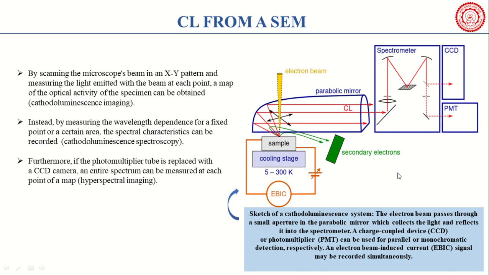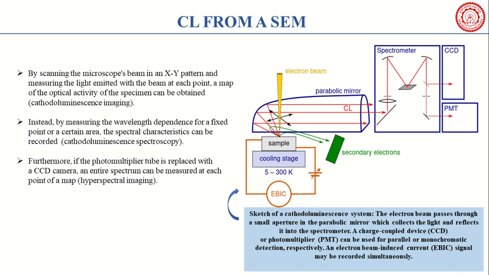Now an EBIC signal system can be recorded simultaneously, that is electron beam induced current. There are three types of imaging. CL imaging can be obtained by scanning the microscope beam in an XY pattern, giving the optical activity of the specimen. But if we measure the wavelength dependence for a fixed point or a certain area, the spectral characteristics can be recorded, that is CL spectroscopy, that is cathodoluminescence spectroscopy.